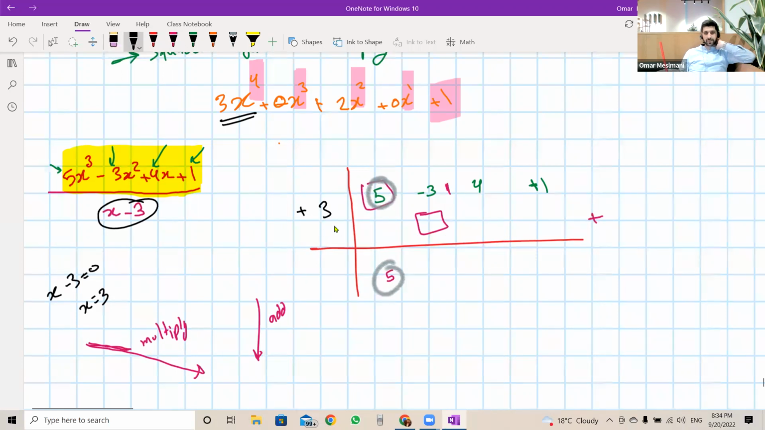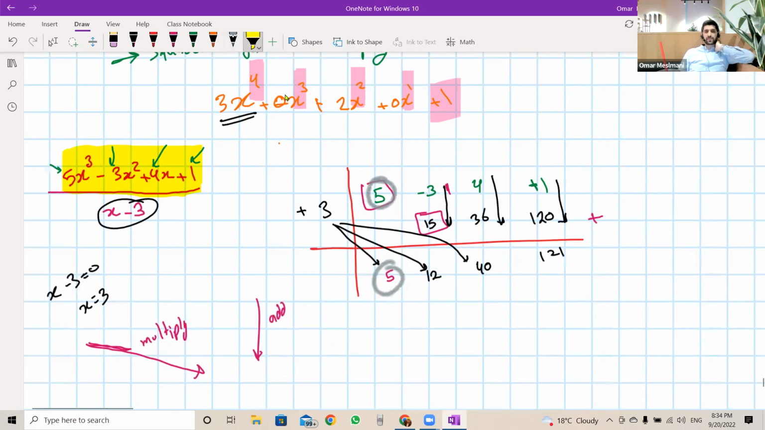Now, 3 times 5, what is it? 15. And now minus 3 plus 15, what is it? 12. 3 times 12, 36. And it's a 40. 3 times 40, what is it? 120. And add at the end, 121. All right, basically here we finished.